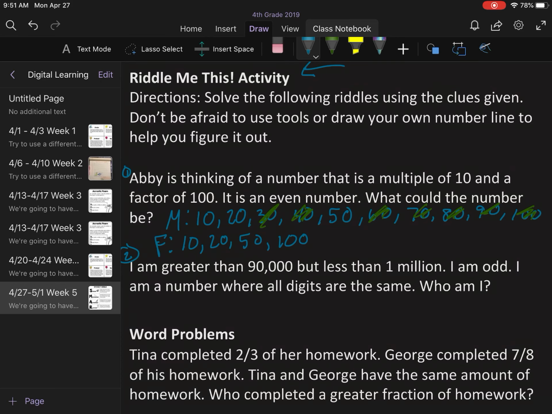So, what could the number be? If you had any of these answers, 10, 20, 50, or 100, you had it correct. Good job. All right, let's head to our next one.